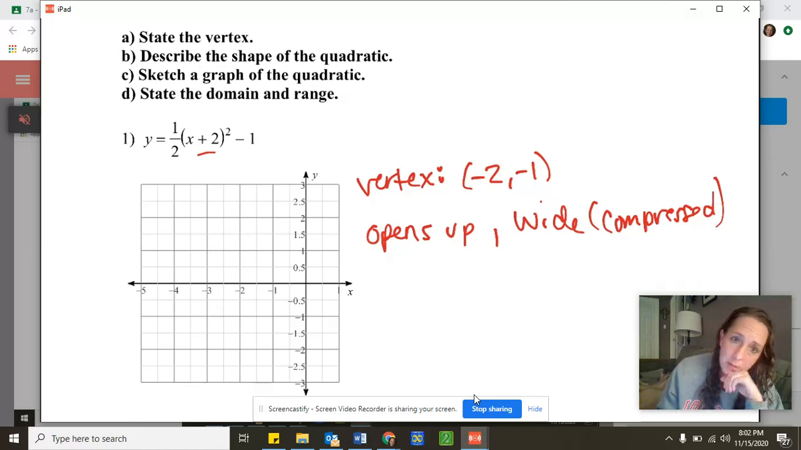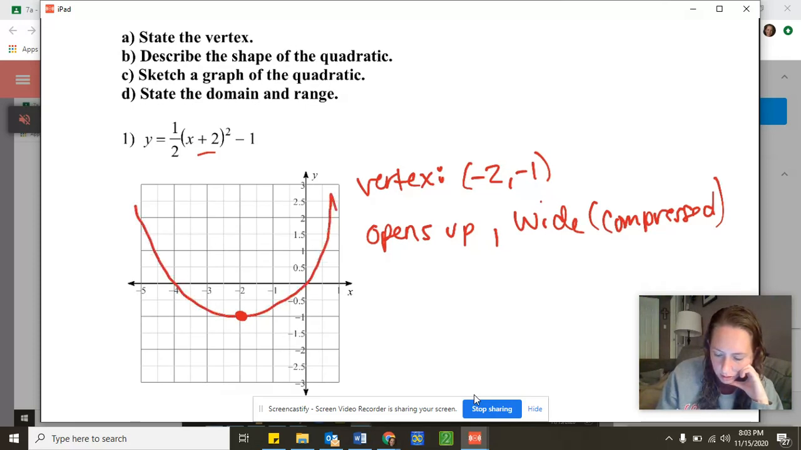And then sketch a graph of the quadratic. So at -2, -1, it's going to be a wide parabola. Like that. Like a very wide U.